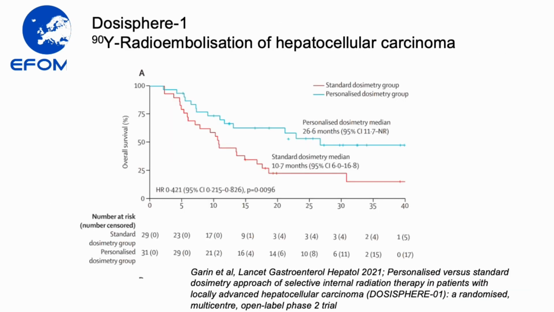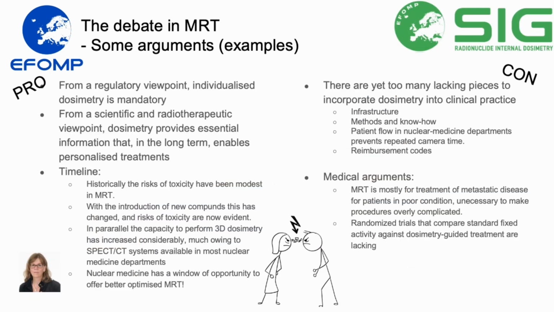Another example is for radioembolization using yttrium-90 microspheres, where this study showed a large difference depending on whether they used personalized dosimetry or standard dosimetry for microsphere treatment. So this is just to try and summarize the debate and the arguments. Myself, I have an opinion, so I'm trying to be transparent about that. So from a regulatory viewpoint, individualized dosimetry in molecular radiotherapy is mandatory.